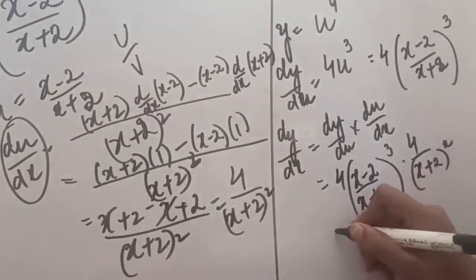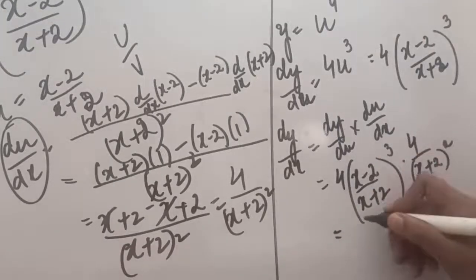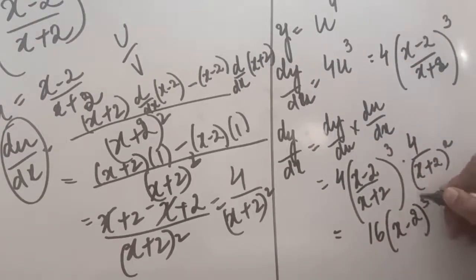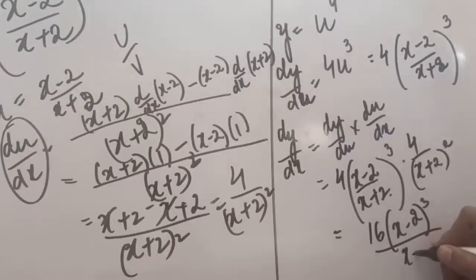So the final answer can be written in a more meaningful way. 4 fours are 16. X minus 2's power is 3 above, and below x plus 2's power 3 and x plus 2's power 2. So bases are same, so powers can be added. It will be 5. So this will become the answer.